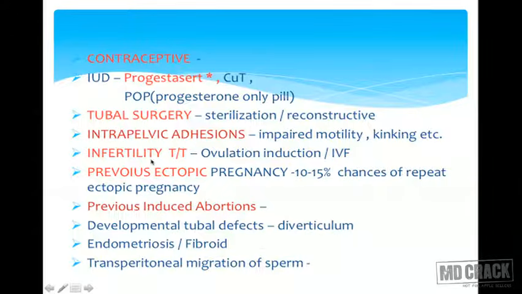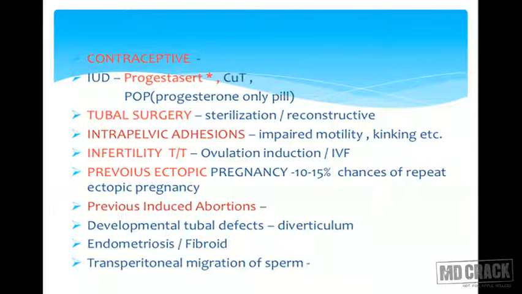Infertility treatment, ovulation induction or IVF. In IVF, we transfer embryos directly to the fallopian tube or to the intrauterine cavity and that may increase the chances of ectopic. Even the ovulation induction process increases chances. Previous ectopic pregnancy. This is a very important factor. If a patient has a previous history of ectopic pregnancy, she has a 10 to 15% chance of repeat ectopic pregnancy in the next pregnancy.